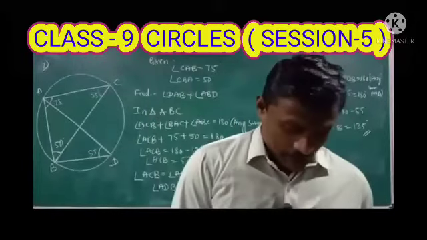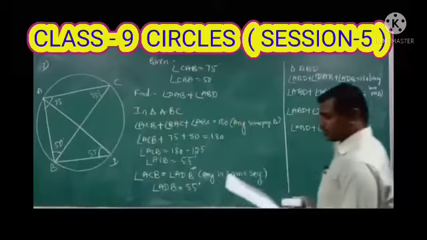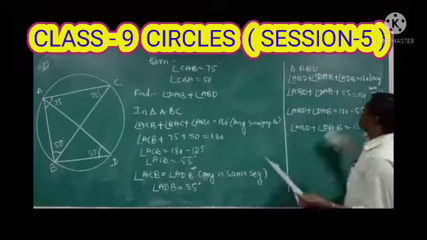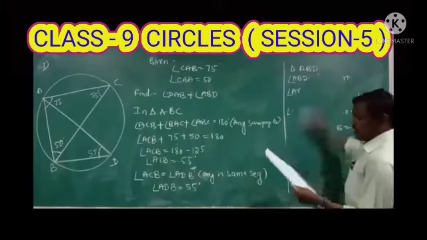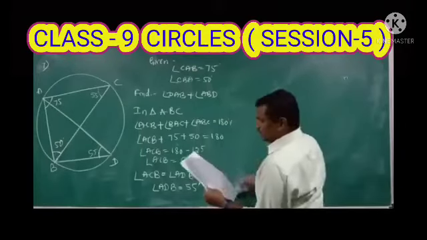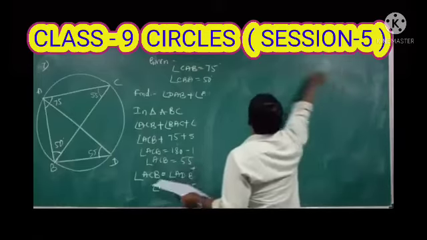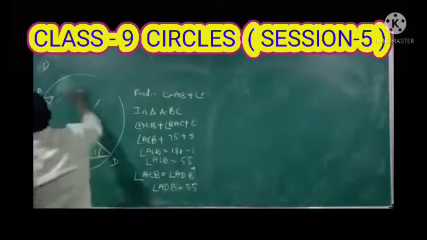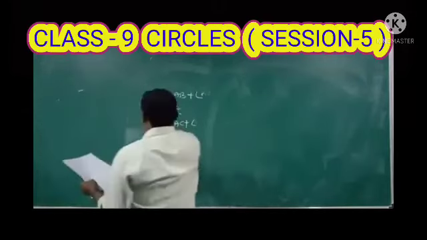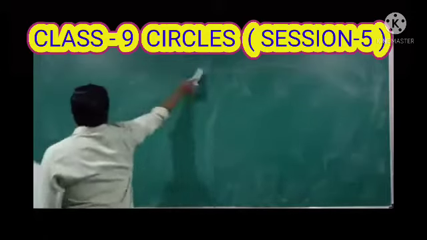Okay, see the next 8th question. What is given in the 8th question? In the figure, ABCD is a cyclic quadrilateral with center O. If angle ADC is equal to 130 degrees, find the angle BAC.